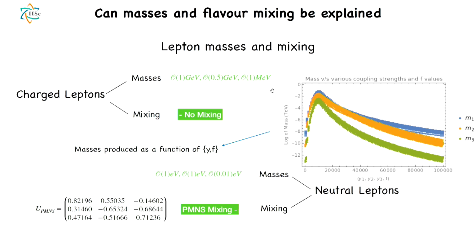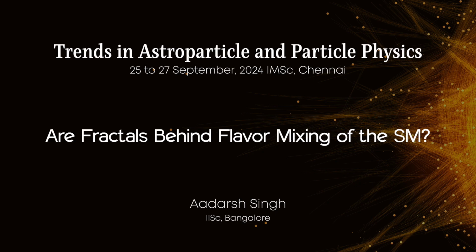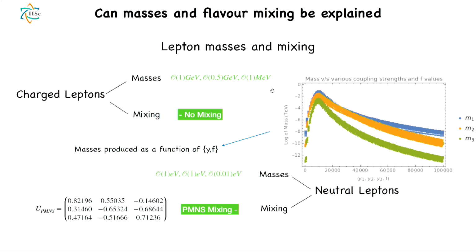So we were trying to see if, for the lepton sector, the charged lepton mass ordering can be produced. We were able to produce the GeV, 0.5 GeV and 1 MeV mass scales, which are of the order of the electron, muon, and tau. And we know that they don't have any mixing, so we can find the parameters where there is no mixing, but these mass scales are still produced. And this plot shows how these 3 different zero modes that are produced, and their scales, vary with the parameters y, z and f.